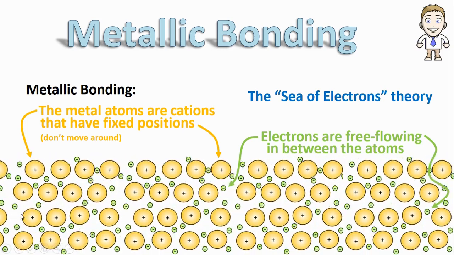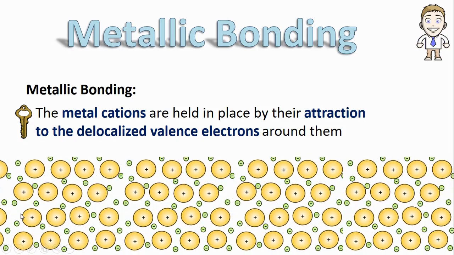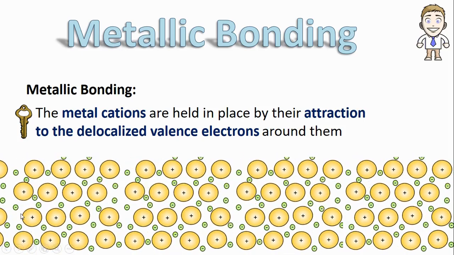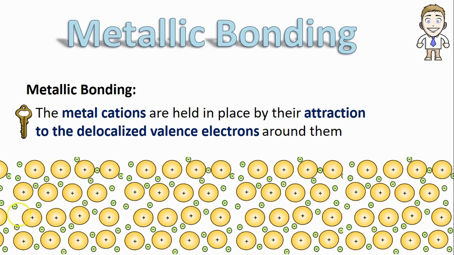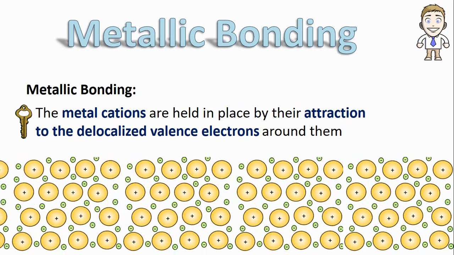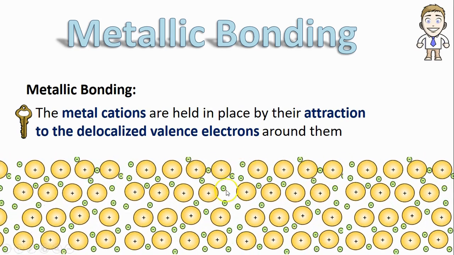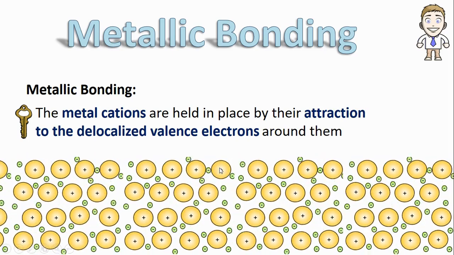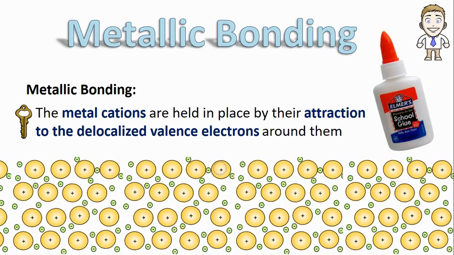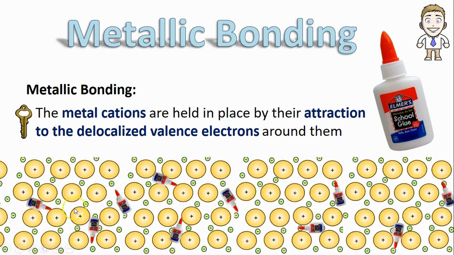So now we're probably in a pretty good place to summarize this metallic bonding. We've got metal cations, and those cations are held in place by their attraction to the delocalized valence electrons that surround them. And all that's really happening here is we've got these negative electrons that surround some positive metal atoms, and because opposites attract, those negative electrons act like a glue that holds all these positive particles together.